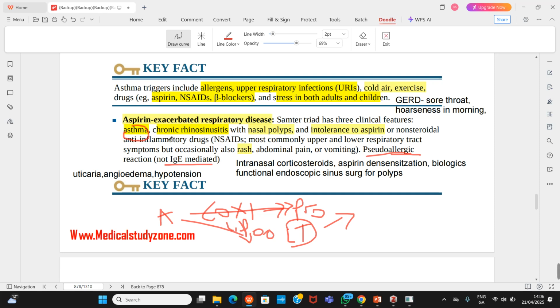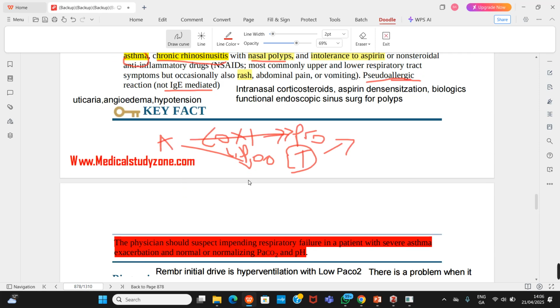It is because of the chronic rhinosinusitis. There's always inflammation on the mucosa of the sinuses that leads to the formation of the nasal polyps. So if you see somebody having nasal polyps, know that the person is already having chronic rhinosinusitis. So let us keep that in mind.